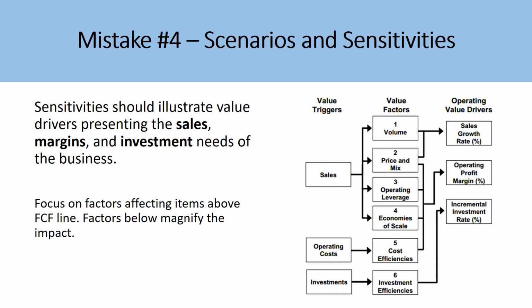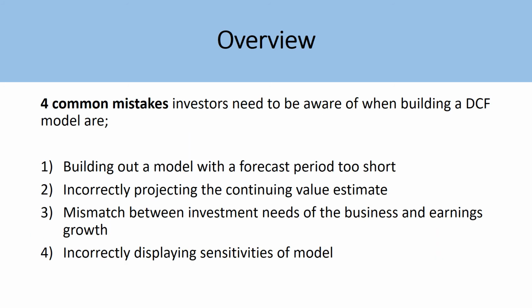This is, oh my God, it's so important. Please, please try this, because it will really focus on valuable content that you deliver to whoever you're presenting to, okay? So a quick overview, the 4 common mistakes investors need to be aware of when building a DCF model are: 1, building out a model with a forecast period which is too short, so you really need to extend it out. 2, incorrectly projecting the continuing value estimate.